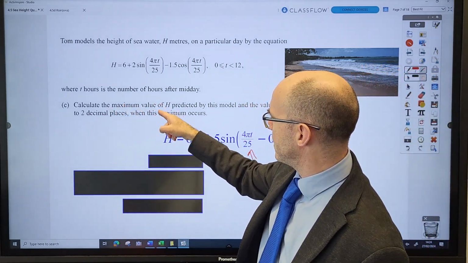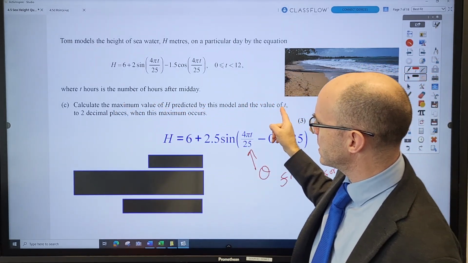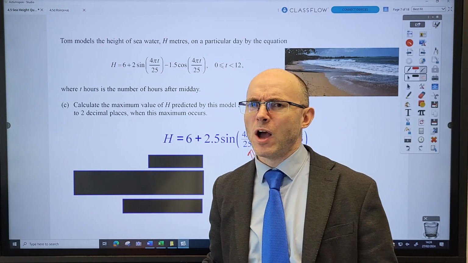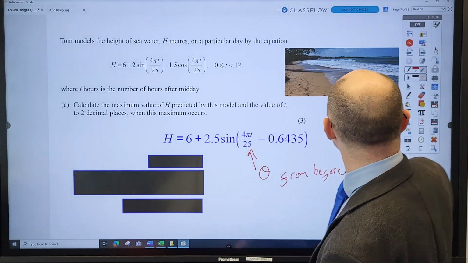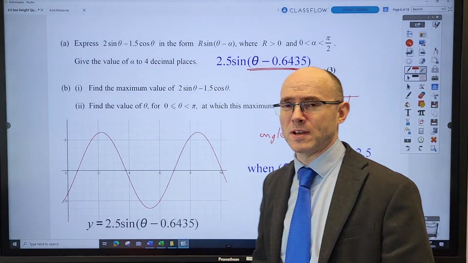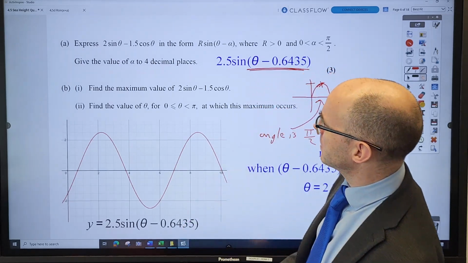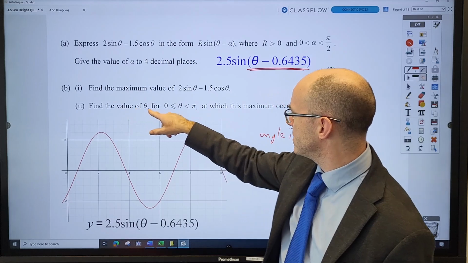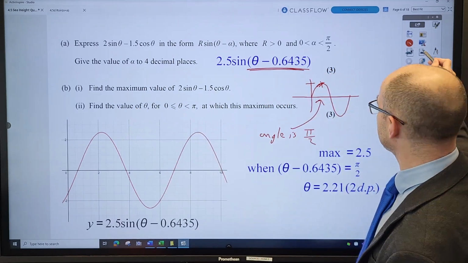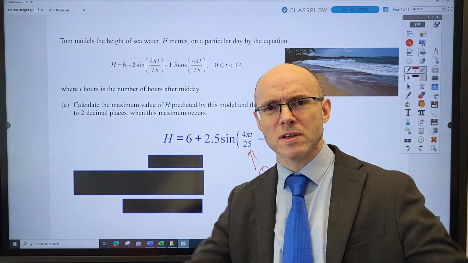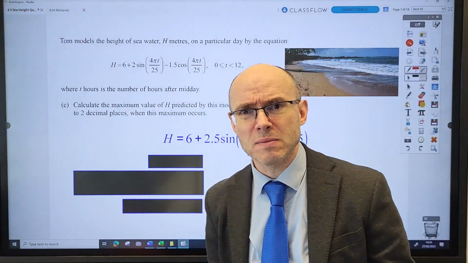Calculate the maximum value of H predicted by this model and the value of T when this maximum occurs. That's exactly the same as before. Okay, hence my startled stun. Although not startled because I've seen this many, many times before. It's exactly the same as before. Look, we did the maximum value of this and the value of theta for which this maximum occurs. Right? Exactly the same question. Yeah, hooray, bonus. 3 marks for doing exactly the same thing.